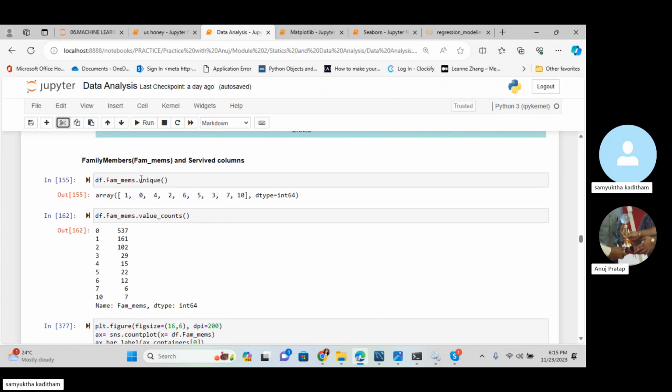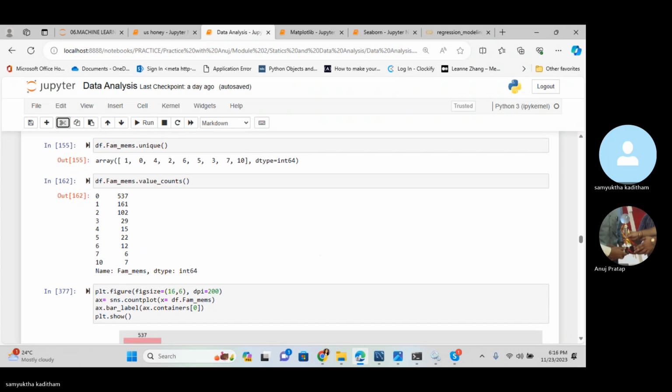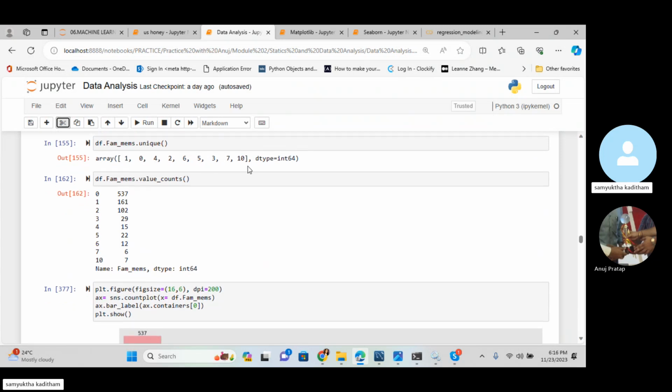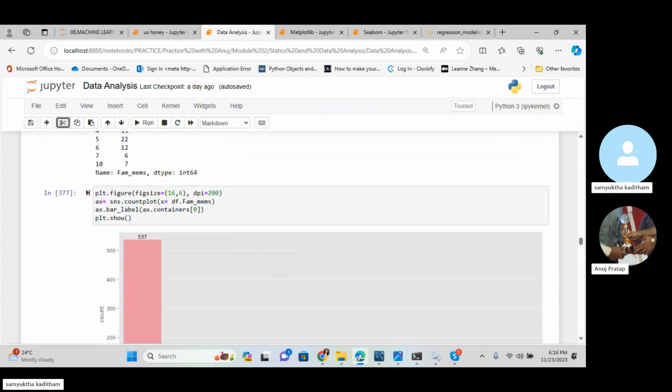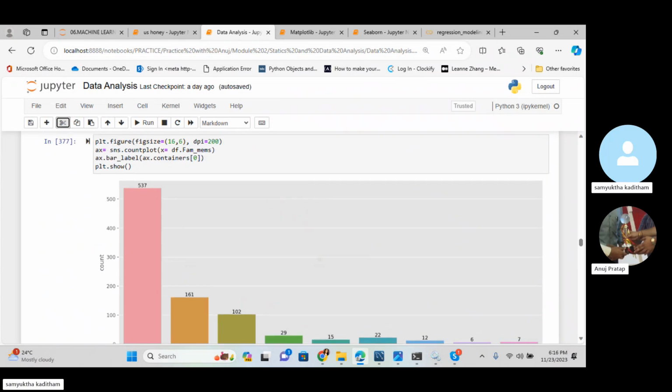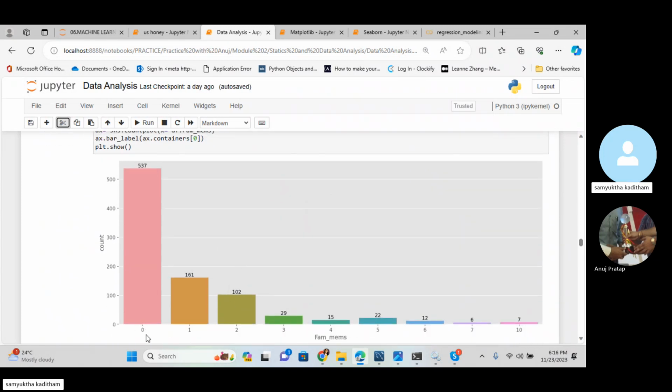Okay, family members and survived column. We just check the categories. There are 10 categories, starting from zero, and there is only a single one, one member family, and two means there are two members. Zero means alone, so most of the people are traveling alone.